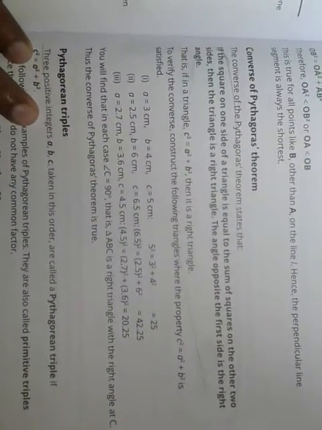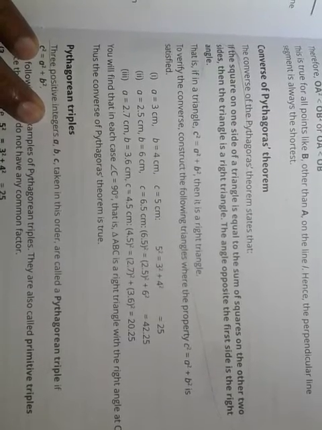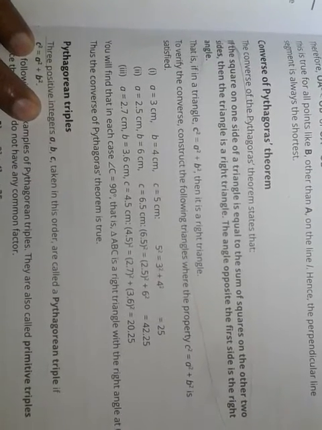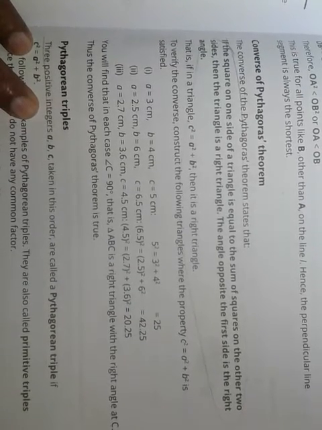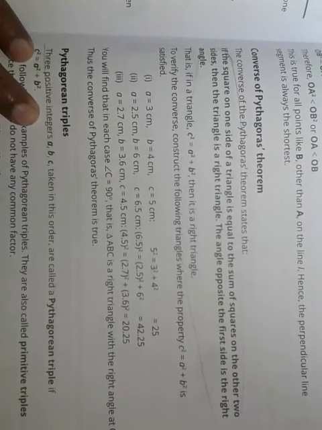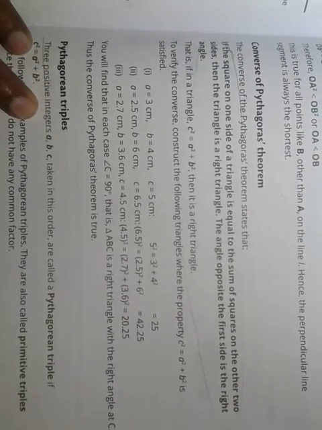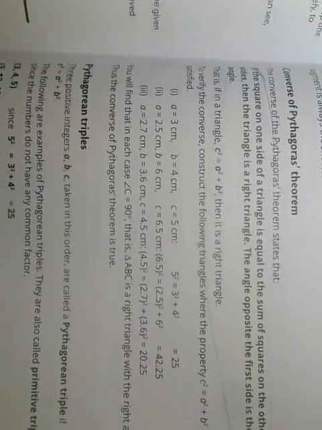The second rule is the converse. Suppose the square of one side of a triangle is equal to the sum of the squares of the other two sides, then that triangle is a right angle triangle. The angle opposite to that first side is the right angle. Means the angle opposite to the hypotenuse is the right angle.